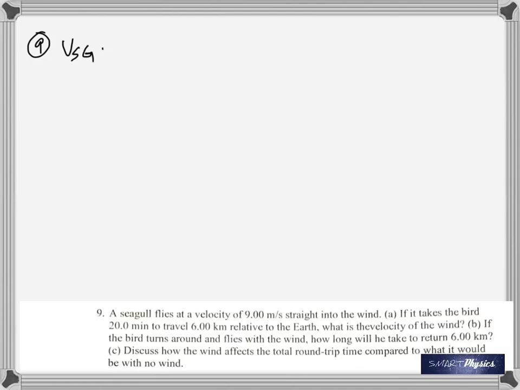Right. The ninth one, a seagull flies at a velocity of 9 meters per second straight into the wind. If it takes the bird 20 minutes to travel 6 kilometers relative to the earth, what is the velocity of the wind? We'll take one part at a time.